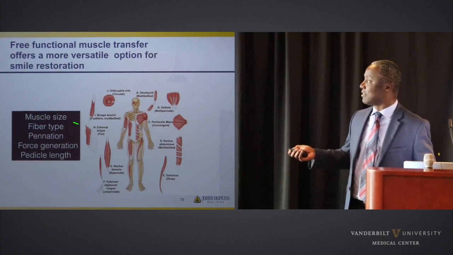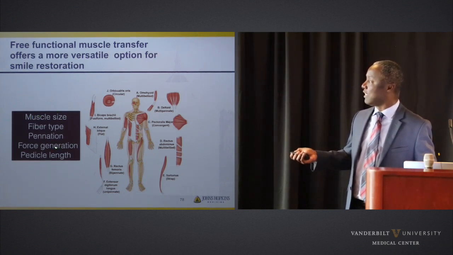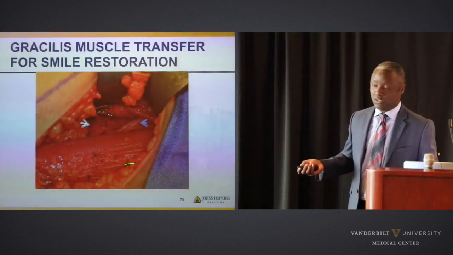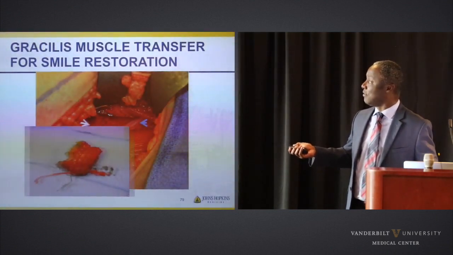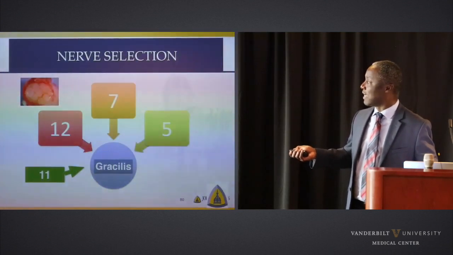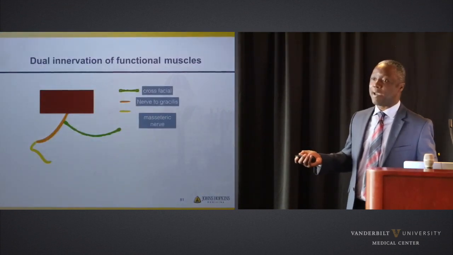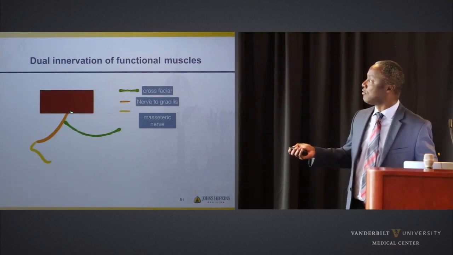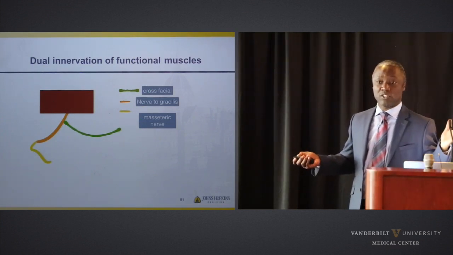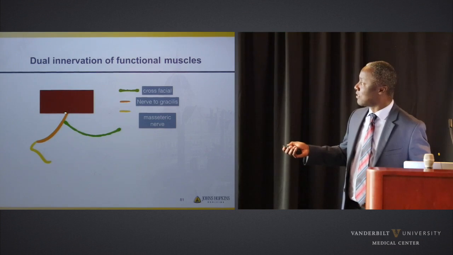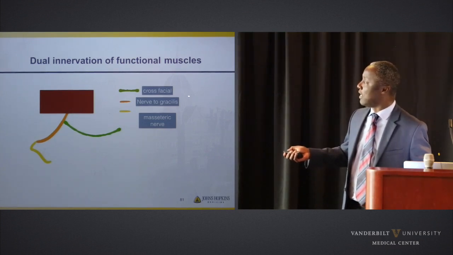You look at the size of the muscle, the fiber type, the pronation, the force that it can generate, and the pedicle caliber to pick the muscle that you want. So again, the gracilis is the mainstay. And usually you try to get a small muscle, and then you pick a nerve, as we've already described, to innervate that gracilis muscle. My preference is to use two nerves to innervate the gracilis muscle, as we've always talked about. This is the gracilis muscle, this is the obturator nerve. Commonly, we will use the masseter nerve as an end-to-end, and then a cross-facial nerve as an end-to-side.